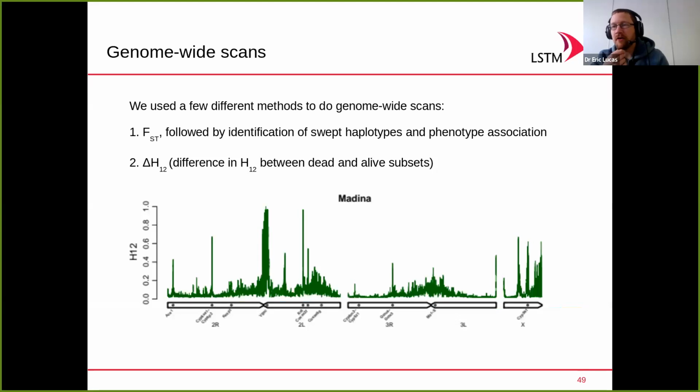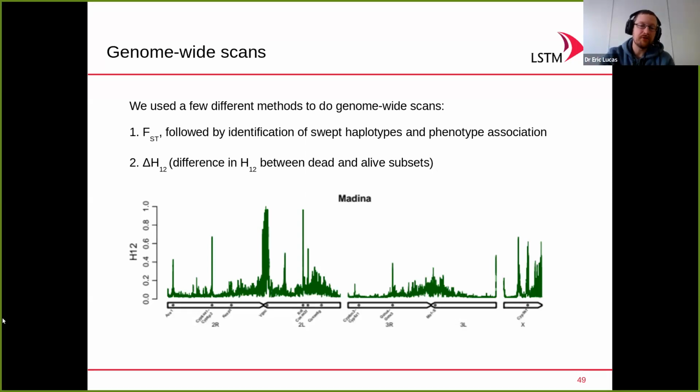We also used a measure which we call delta H12. H12 is a measure of selection because it's a measure of how common individual separate haplotypes are in the population. If a population has a few very high frequency haplotypes, that suggests those haplotypes have been selected. They're very beneficial to the mosquitoes, and you get a high signal of H12. If you get a mixture of lots of different haplotypes, it suggests no selection has happened, and you get a very low value of H12.